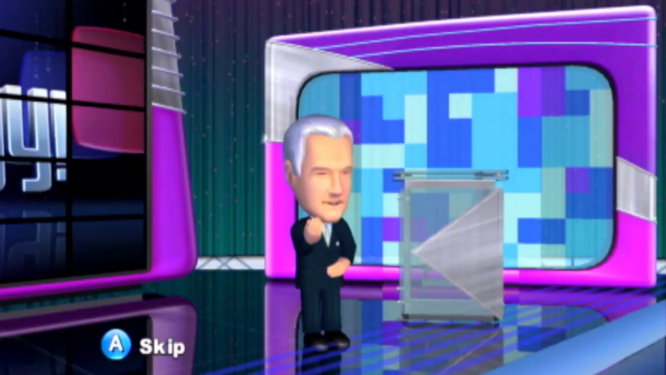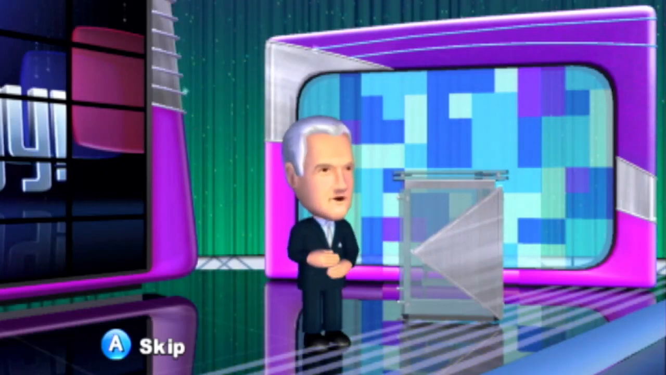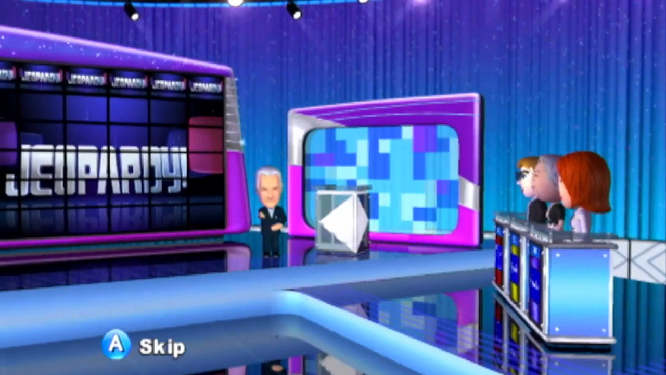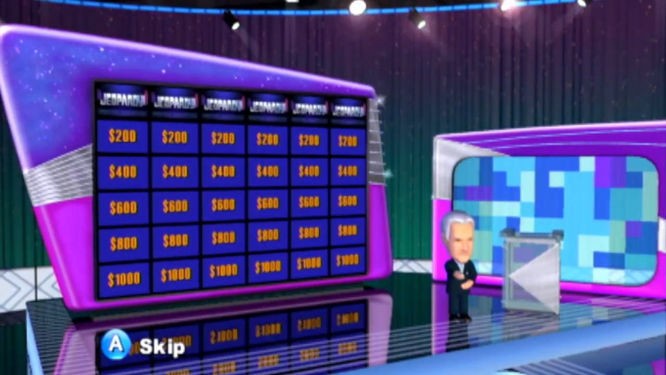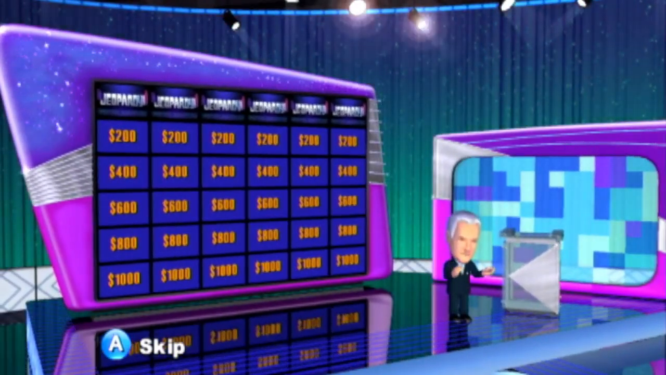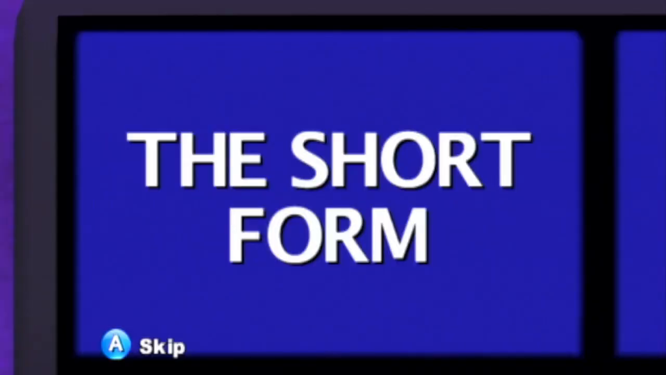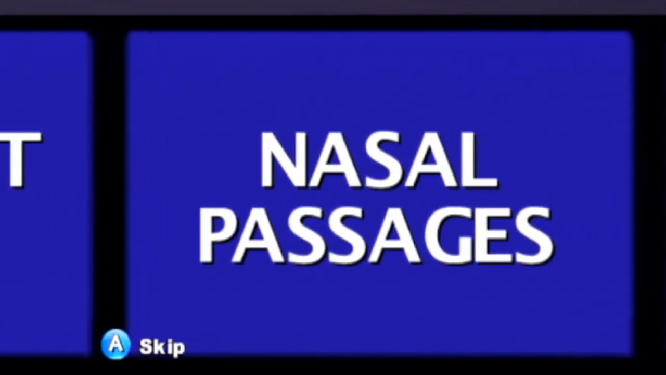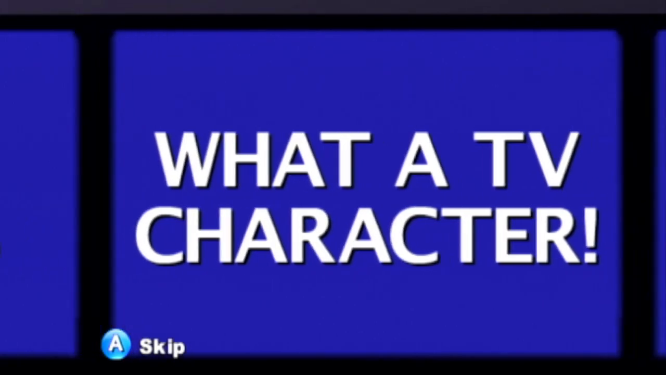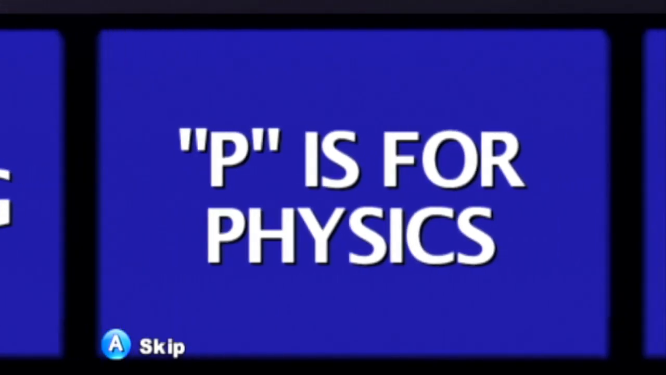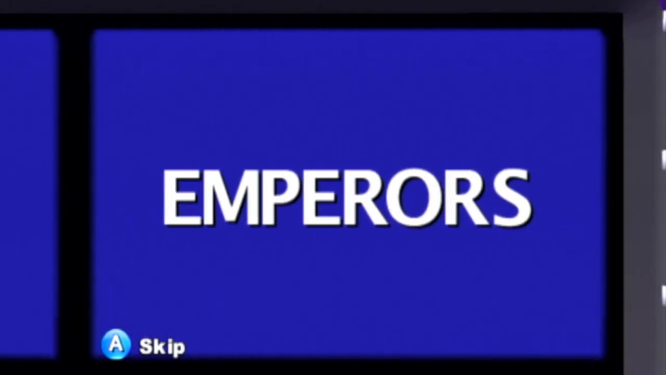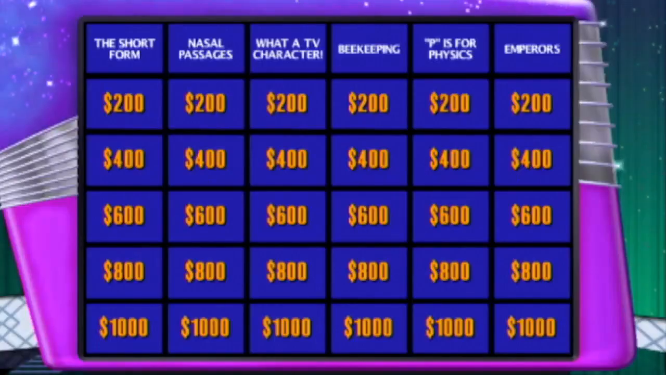Thank you, Johnny Gilbert, and thank you, ladies and gentlemen, and welcome. Let's take you right now into the Jeopardy round. And we start the Jeopardy round categories with this one, the short form. Nasal passages. What a TV character. Beekeeping. P is for physics and emperors. A lot of clues, a lot of categories. Player 1, make a selection.